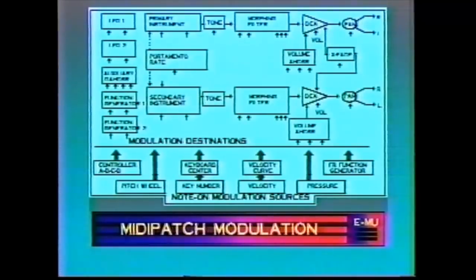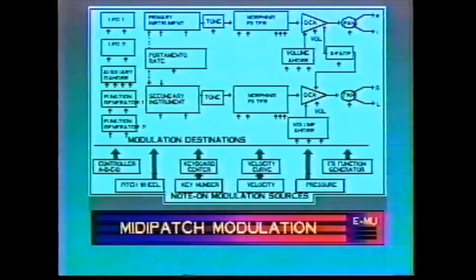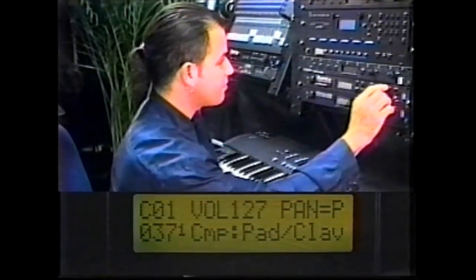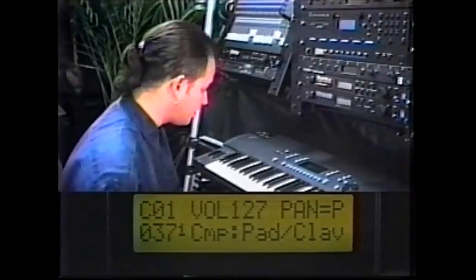Similarly, you do the same thing here, where you take a controller, whether it's key velocity or a modulation wheel or foot controller, and you route it to a destination. And maybe that's volume, maybe that's morphing, maybe that's panning. I'm going to show you an example in this next program here. Here's a clavinet type sound.